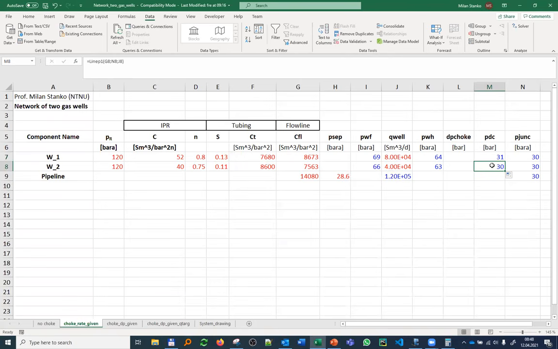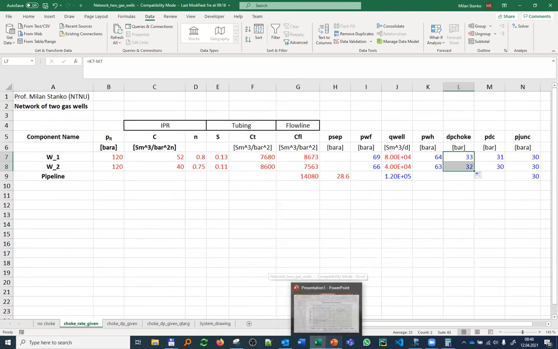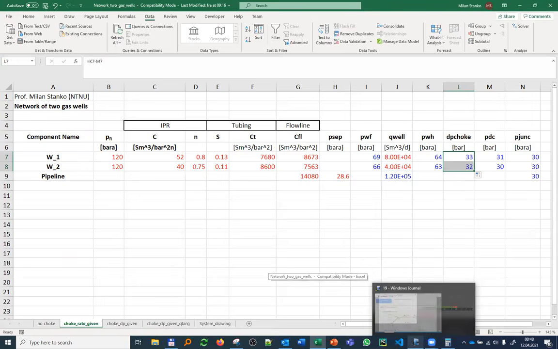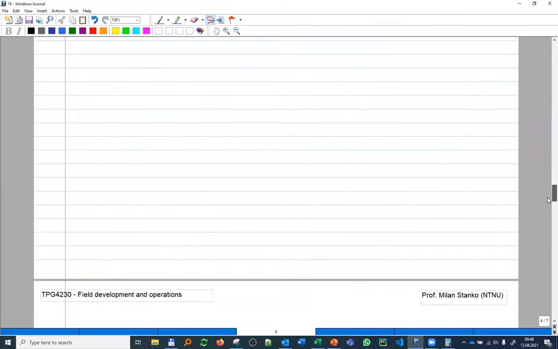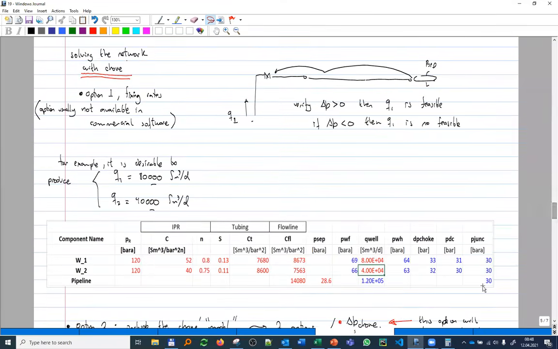Okay, so almost no pressure drop. And then the delta P of the choke will simply be this guy minus this guy. And you see that actually it's positive, so that means that I can produce a rate, and these are the delta P required. So let's see, I think that I got the same numbers. Okay, 33 and 32, similar, and 69, 66.